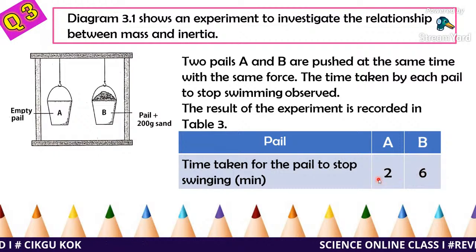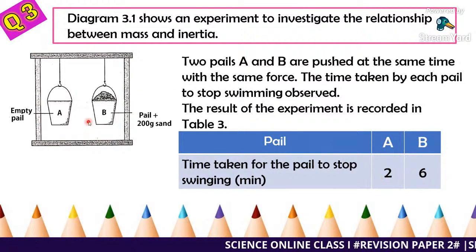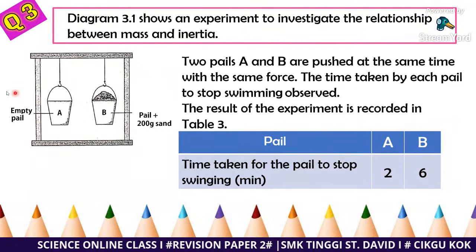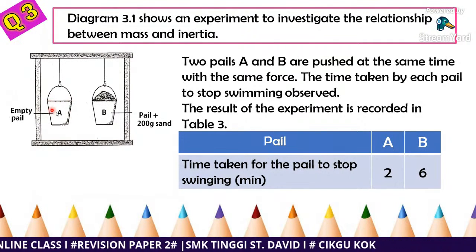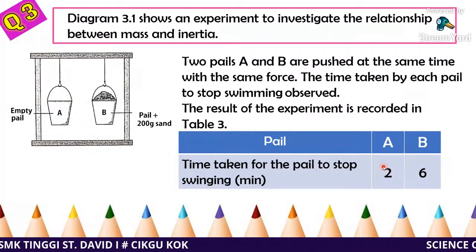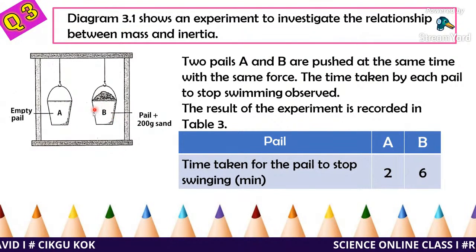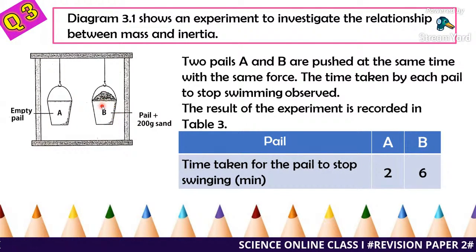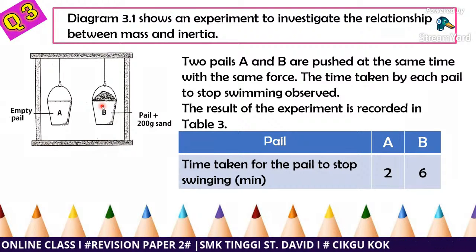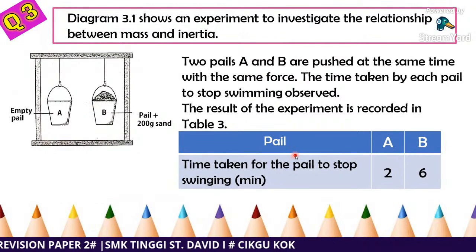What do you think about this one? From the table, we can make a conclusion. For the empty pail, it is easier to stop. They take a short time, 2 only. Then for the pail, the mass is increasing until 200 grams, they take a longer time to stop. So this is what we can conclude from the table.